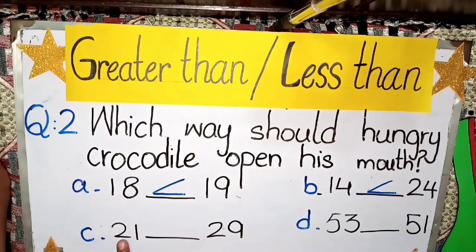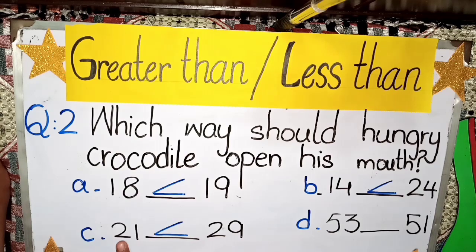Next one is 21 and 29. Both of the numbers are having the same number of tens. So Mr. Crocodile will check the ones. 21 is having 1 one and 29 is having 9 ones. So Crocodile will open his mouth towards number 29. The pointed end will be towards the number 21.